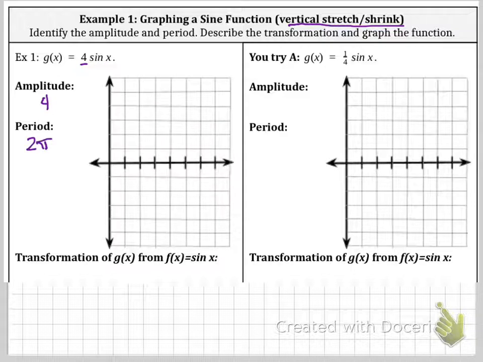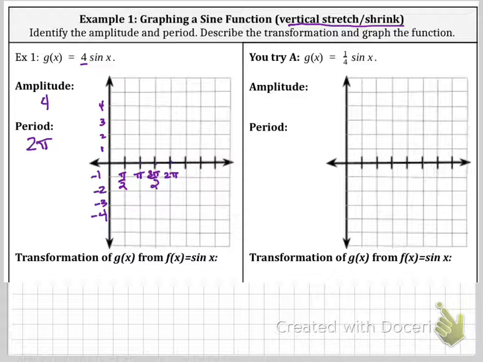So from the previous video, you want to start at 2 pi, count out 4, 1, 2, 3, 4. Here is 2 pi, half of 2 pi is pi, half of pi is pi over 2, and this one is 3 pi over 2. Our amplitude is 4, so this is 1, 2, 3, 4, negative 1, negative 2, negative 3, negative 4.